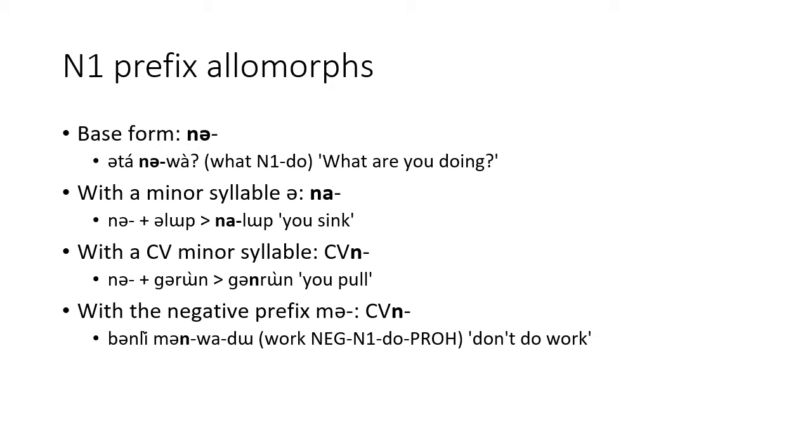The same thing happens with the negative prefix m. So the verb wa means to do. Then when we say don't do it, we have the negative prefix ma, followed by na, followed by the root form of the verb wa, followed by do, which is a kind of an emphatic prohibitive suffix. So manwa do, don't do it, or banli manwa do, don't do work.